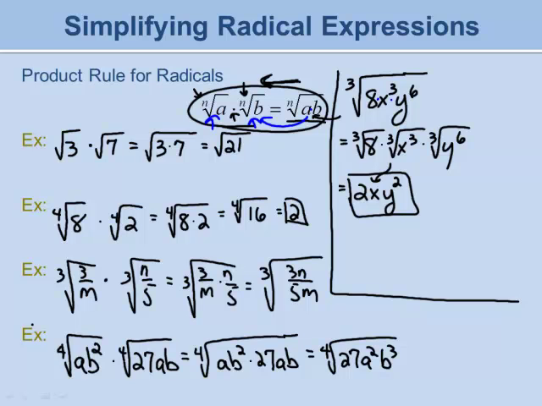So for the product rule, sometimes it helps to combine radicals. Sometimes you can use it to split radicals out and simplify.